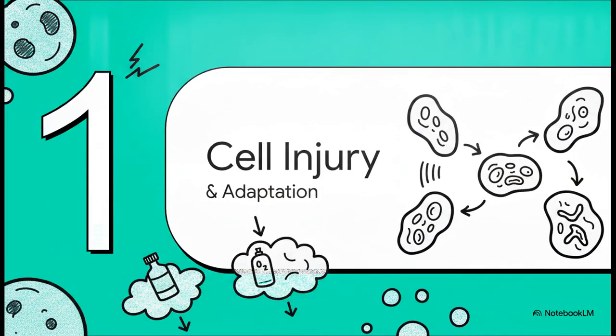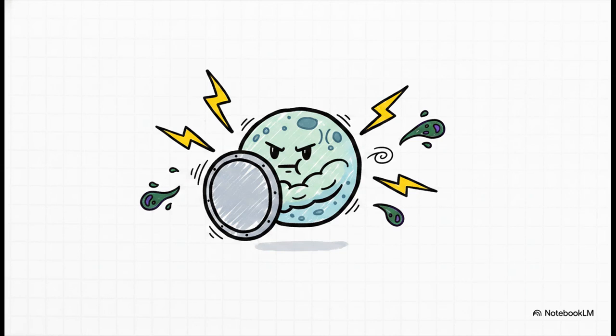All right, let's jump right into part one, cell injury and adaptation. This is honestly one of the most elegant ideas we're going to cover. A cell doesn't just immediately give up and die the second it gets stressed out by low oxygen or a toxin. No way. It puts up a real fight. It tries to adapt and survive.